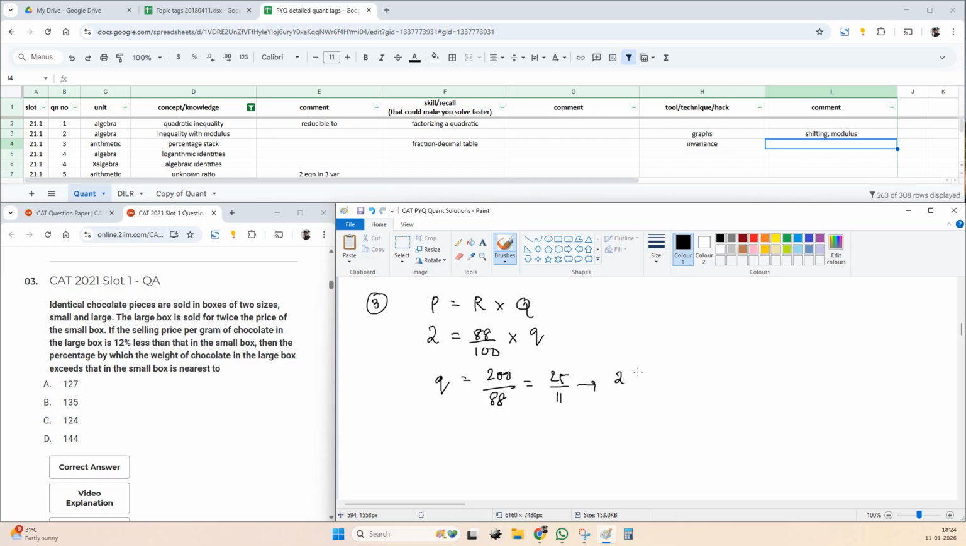And this is basically 227.27%. That means the weight of the large box is 227% of the weight of the small box, which is the same as saying 127% more than the weight of the small box. And that's all you have to do to solve this question. You don't need to assume unnecessary values. Just go to the crux of it, take the 2 and the minus 12% and find the plus 127%. That is all you have to do. I'll explain this in a little more detail.